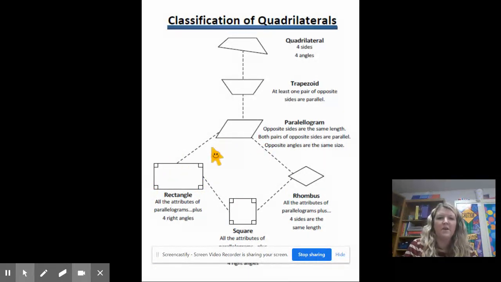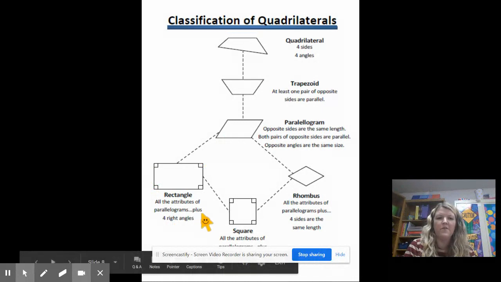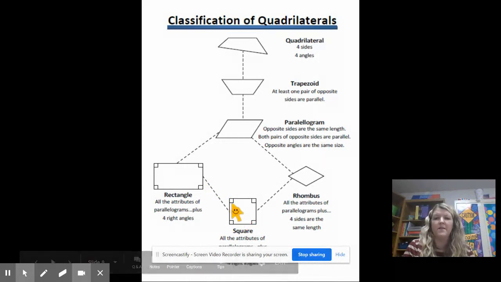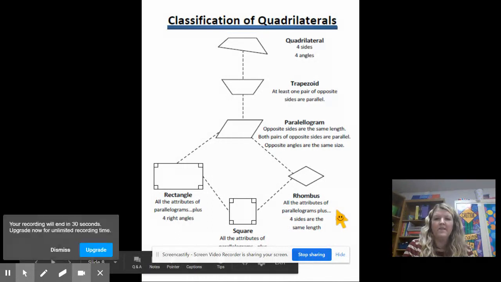So a rectangle is a special type of parallelogram, and it has all the attributes of the parallelogram, plus it has four right angles. And then the square is similar. It has all the attributes of the parallelogram, but it's special because it has four equal sides. And it's also considered a rectangle because it has the four right angles, but it's a special type of rectangle that has equal sides. And then the rhombus has all the attributes of a parallelogram, plus four sides are the same length. So we will look at these in more detail, but I just wanted to give you an overview right now.